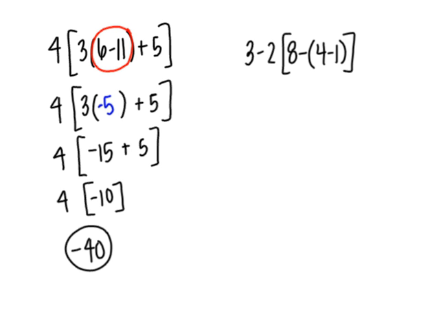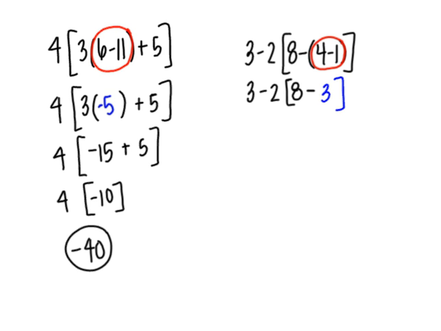4 times negative 10 is negative 40. Looking at our next one, I have 3 minus 2, open the brackets, 8 minus parentheses 4 minus 1. Start at your innermost set of parentheses, which would be the 4 minus 1 part. Recopy everything else. 3 minus 2, 8 minus.